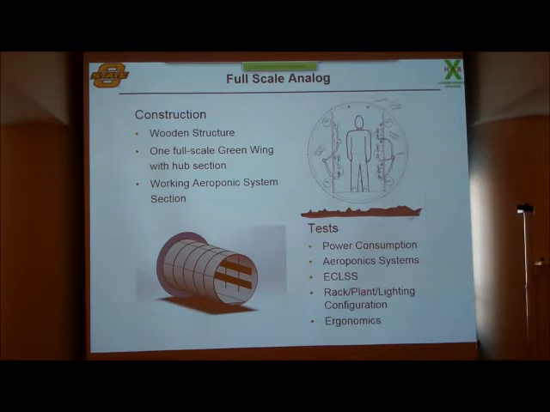So also included in this model will be environmental control systems, such as heating and humidity control to test. And it will be designed with a rack system to test different plant and light configurations to see which one works best for the different plants. And the general ergonomics of the design will be tested as well, just by walking through and performing mock tests and seeing how everything functions.